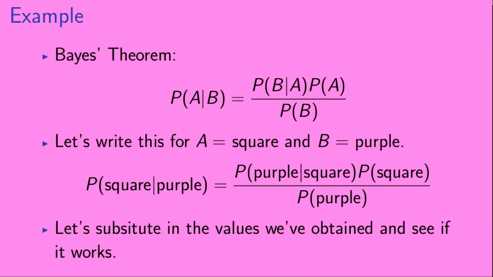Okay, so again, here we have Bayes' theorem. The probability of A given B equals the probability of B given A times the probability of A over the probability of B. Let's write this for A equals square and B equals purple. So that gives us the probability of square given purple is equal to the probability of purple given square times the probability of square divided by the probability of purple. Let's substitute in the values we've obtained and see if it works.